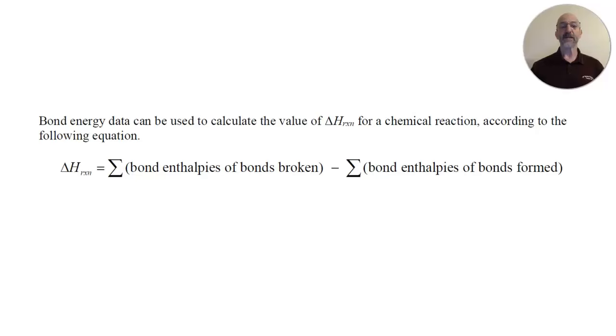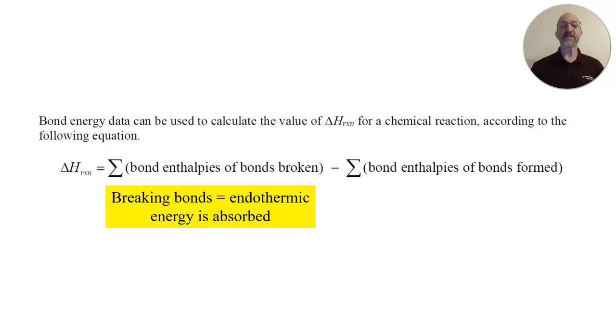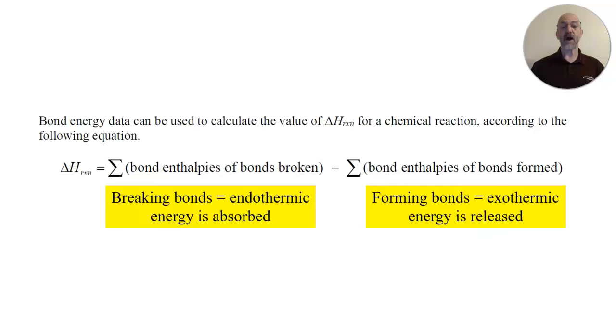And to calculate the value of delta H for a reaction, when you use the bond enthalpy values, it will be the sum of the bond enthalpies for the bonds that are broken in the reactant molecules, because breaking bonds is an endothermic process in which energy is required or absorbed, and then minus the sum of the bond enthalpies of the bonds formed in the product molecules, and forming bonds is an exothermic process in which energy is released.